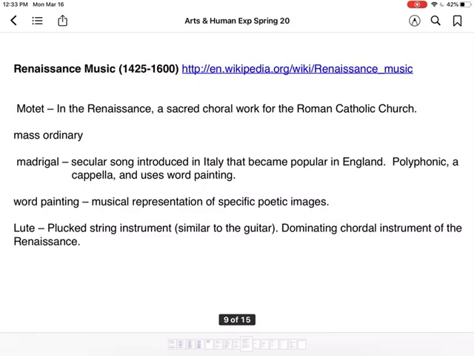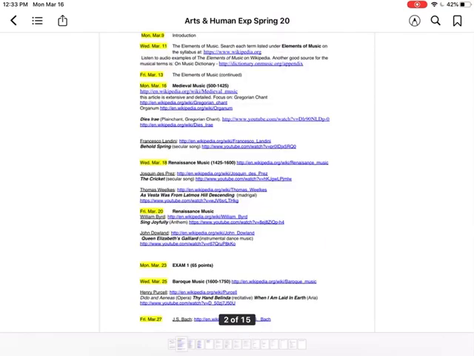Motet we really didn't talk about, but there it is. In the Renaissance, it's a sacred choral work for the Roman Catholic Church. So musically speaking, it would sound very much like the madrigal that we heard today, but it would be liturgical.